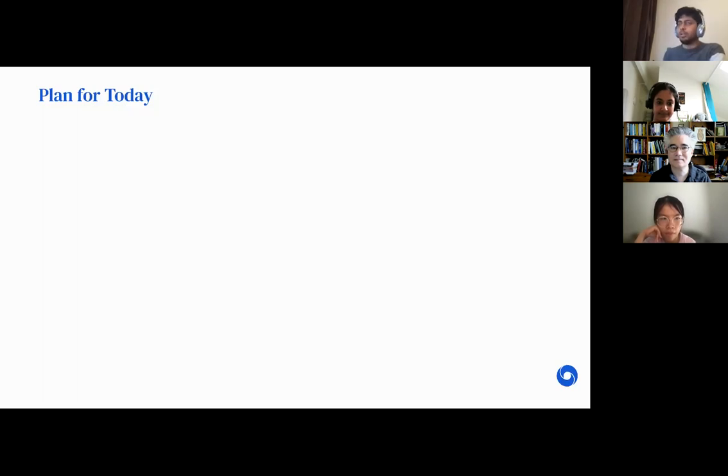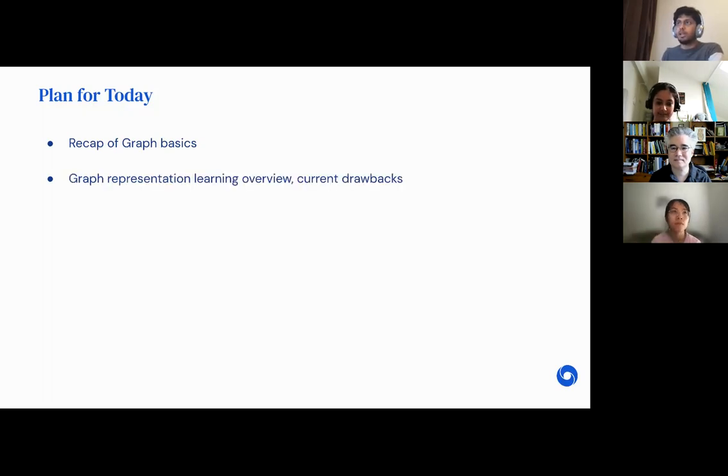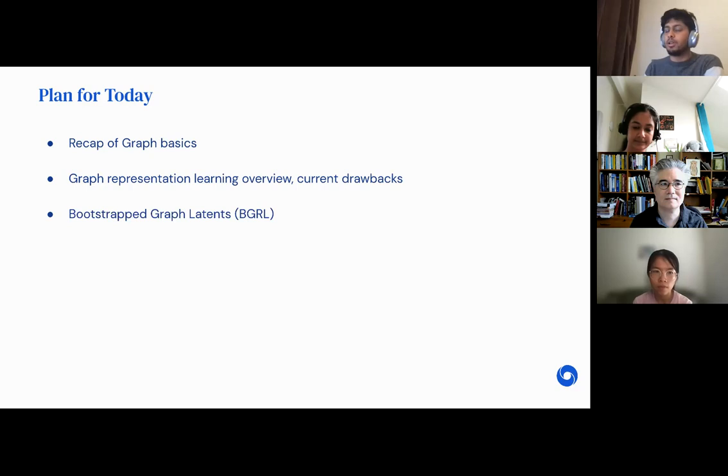So just as a quick agenda for the talk, we'll start with a super quick recap of the absolute basics of graphs, then talk a bit more about graph representation learning specifically, and some drawbacks with some of the current methods that are used. Then we'll talk about BGRL, which is our proposed method, which tries to address some of these drawbacks. And then just some experiments on some of the standard benchmarks.